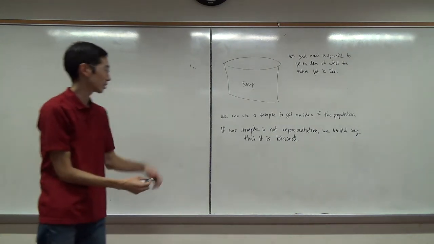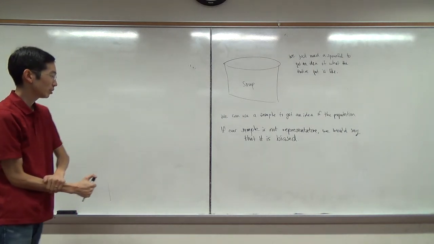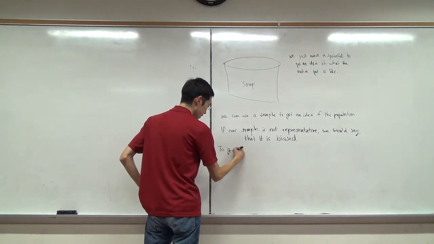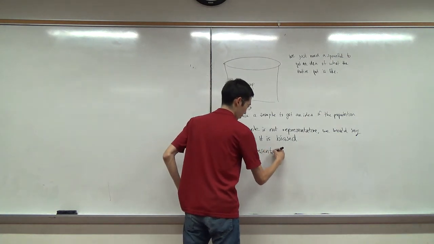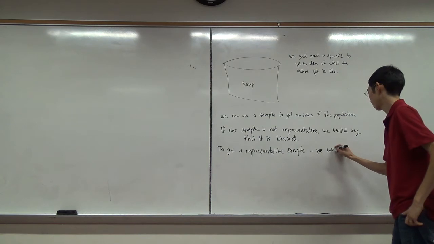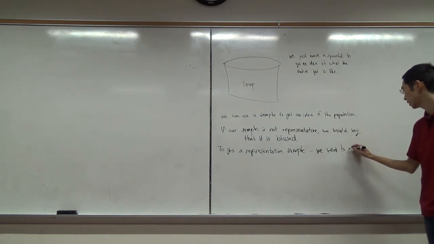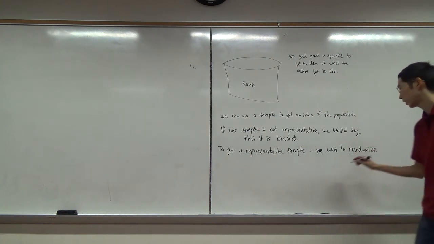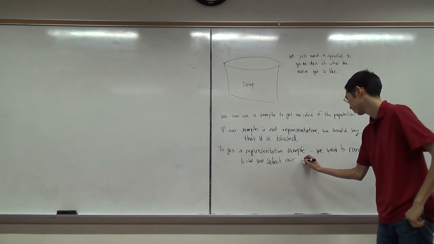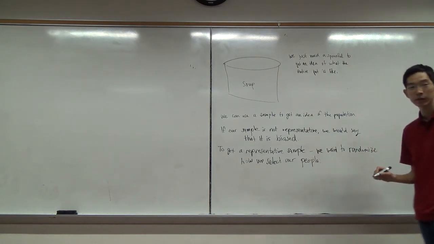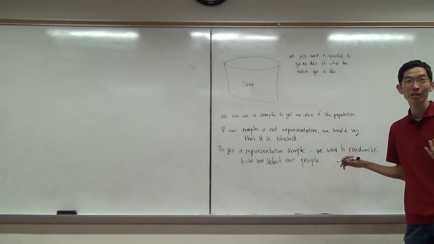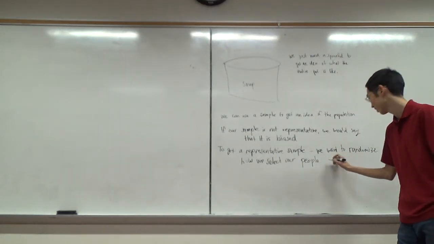But anyway, so let me just talk a little bit more about this. If our sample is not representative, we would say that it's biased. Okay, so to get a representative sample, we want to randomize how we select our people. Okay. Randomness, however, does not guarantee a representative sample. It's our best bet at getting a representative sample, but it doesn't guarantee representativeness. Okay.